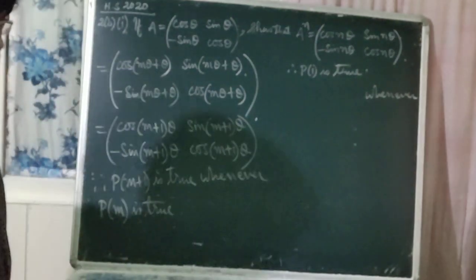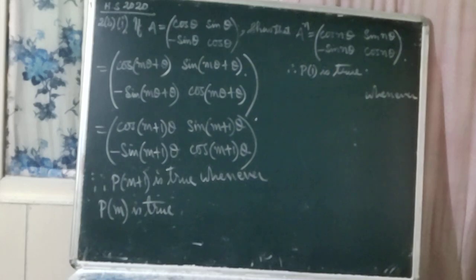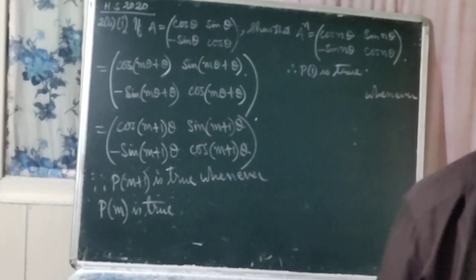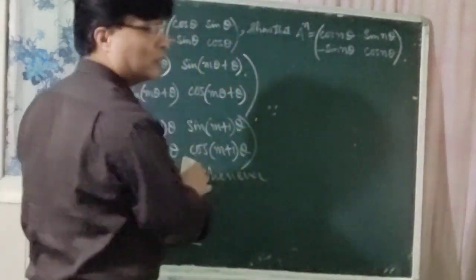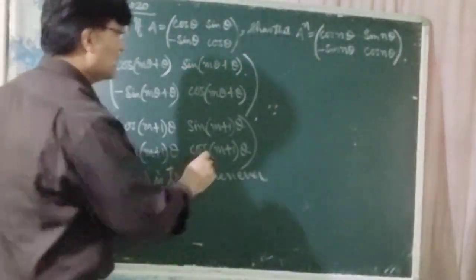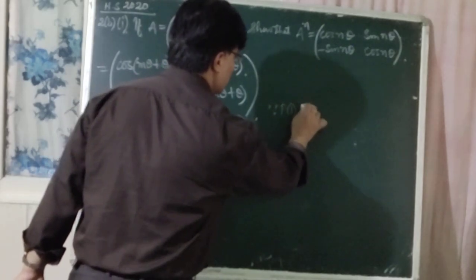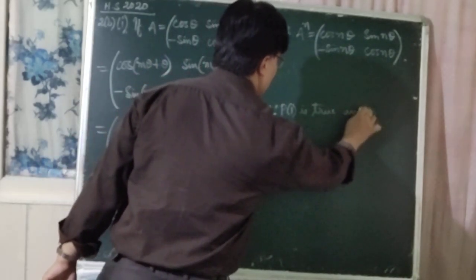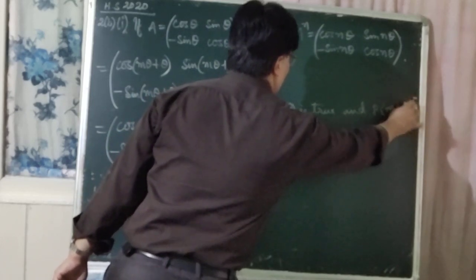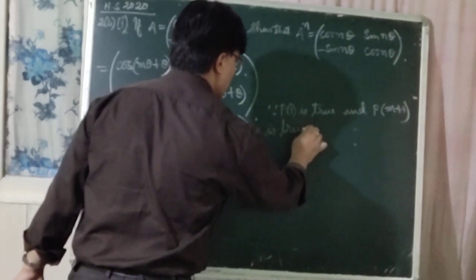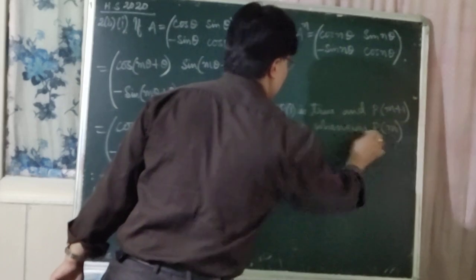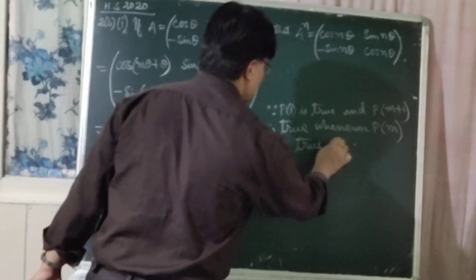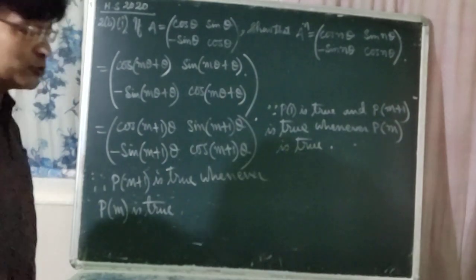Whenever P of n is true. Now what will you write? In the previous steps, we proved that P of 1 is true, isn't it? So let us write here, since we have proved that P of 1 is true, and P of n plus 1 is true whenever P of n is true. Just now we proved that P of n plus 1 is true whenever P of n is true.